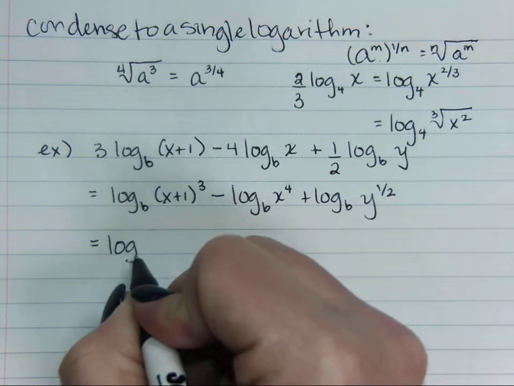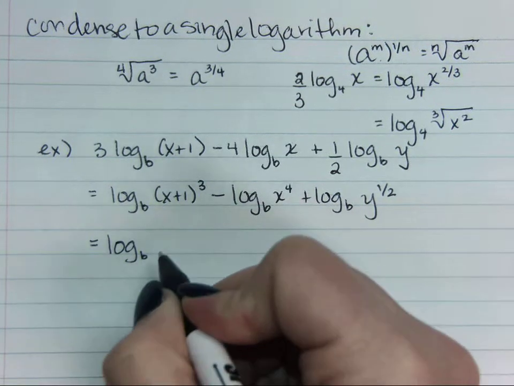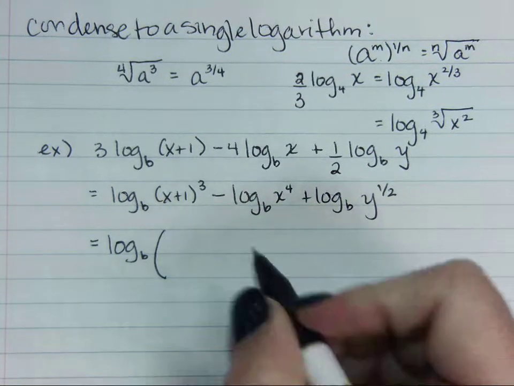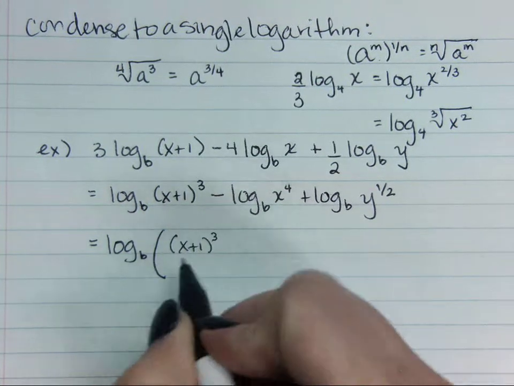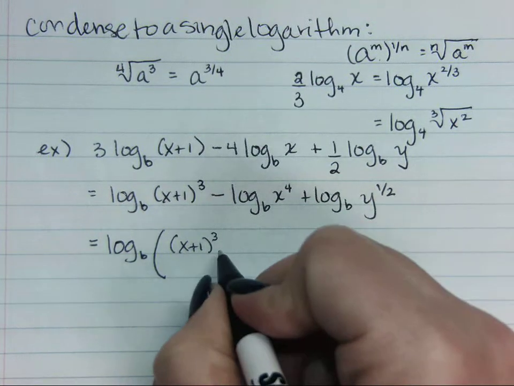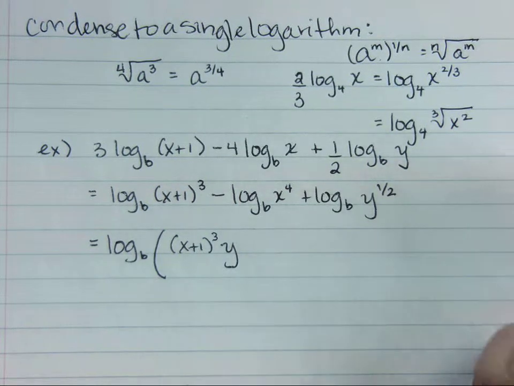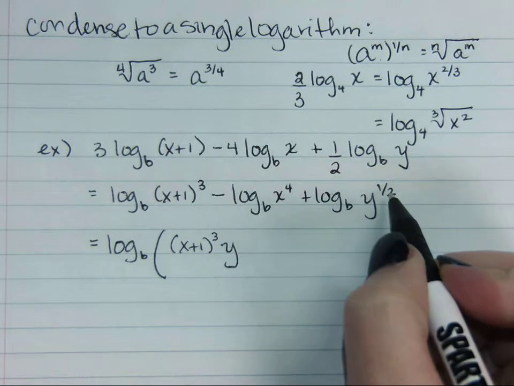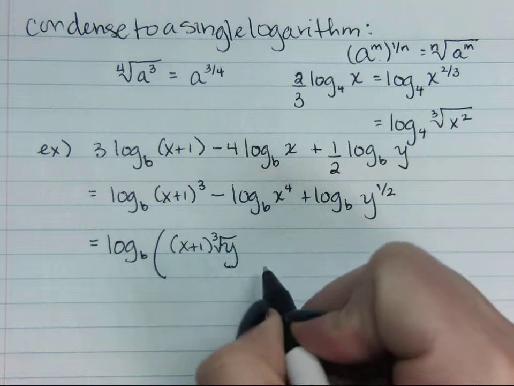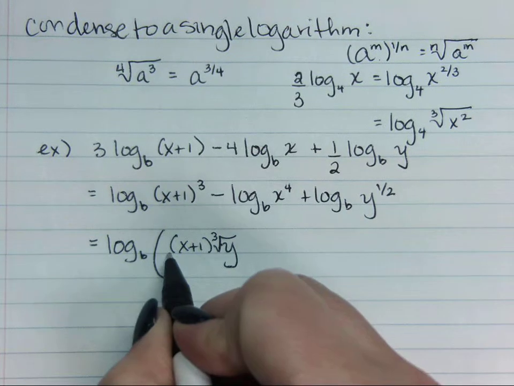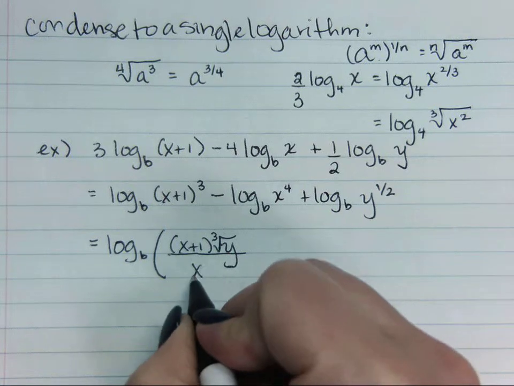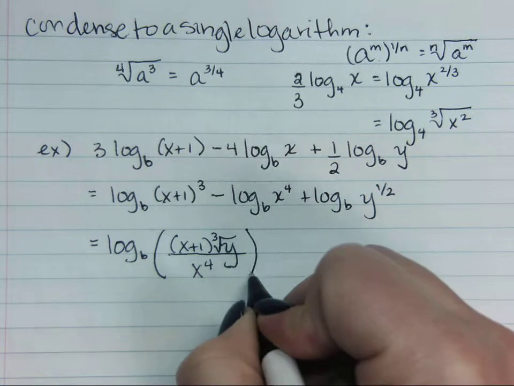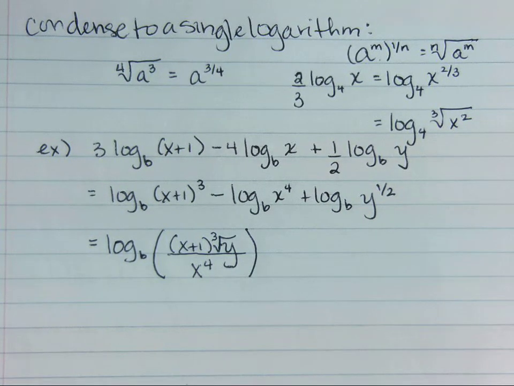So as a single logarithm, I'm going to only write log base b once, but I'm going to create a fraction where this x plus 1 cubed is in the numerator. The other positive is the y to the 1/2 power, but I don't want to write that as the 1/2 power. I want to write that as the square root of y. And then in the denominator, because there's a subtraction sign, I'm going to put that factor down in the bottom. And so this is what our condensing looks like as a single logarithm.